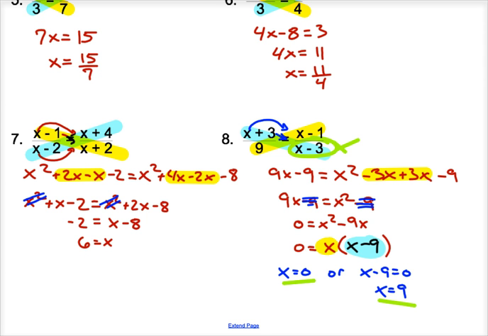So back up in the original problem here. If I substitute in 0, I get 0 minus 3. Doesn't make the denominator go to 0, that's okay. If I substitute in the 9, I get 9 minus 3, which is 6. Doesn't make the denominator go to 0, so I can keep and use both of those answers. If I would have, say, gotten an answer of x equals 3, 3 minus 3 would make the denominator go to 0, which doesn't exist, so I wouldn't be able to use that answer.